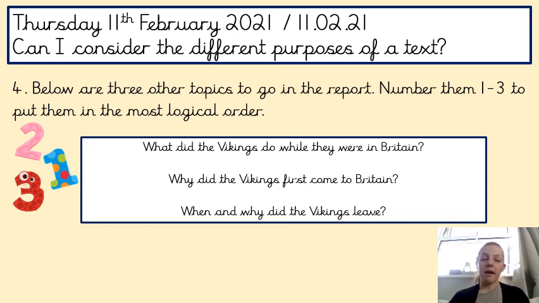So have a think about what order you might write the journey that the Vikings went on when they first arrived to Britain and why they left. Okay, so have a think, which order do they need to go, and you need to write the numbers 1, 2 and 3 next to them.